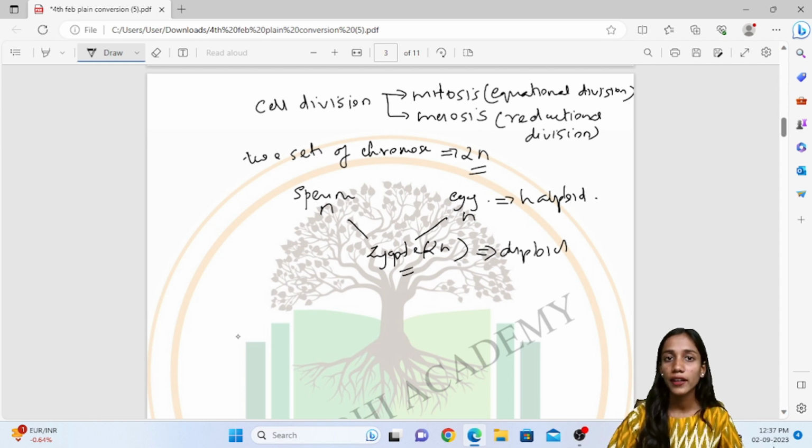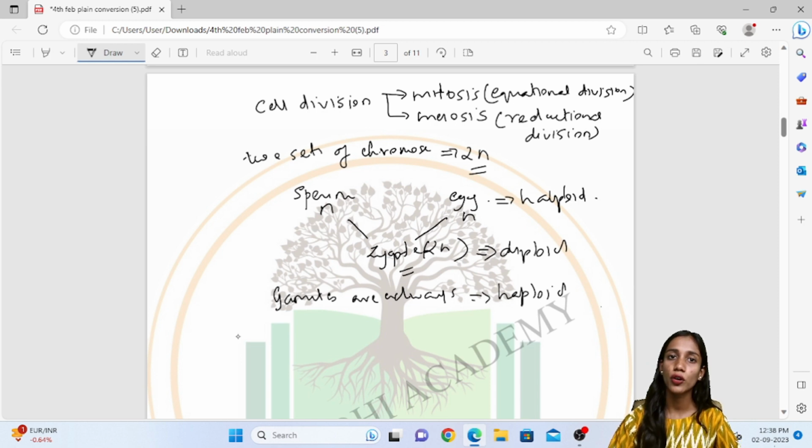Now, haploid means the one containing one set of chromosome. Diploid means two sets of chromosomes. So it is said that gametes are always haploid. Gametes should always be haploid. It should have only one set of chromosome because two gametes fuse together in sexual reproduction and they form the diploid zygote. So gametes should always be haploid.